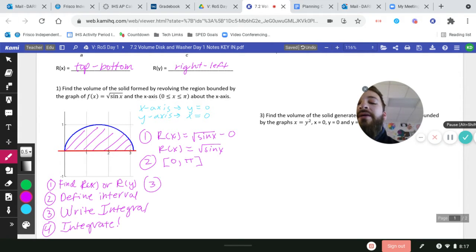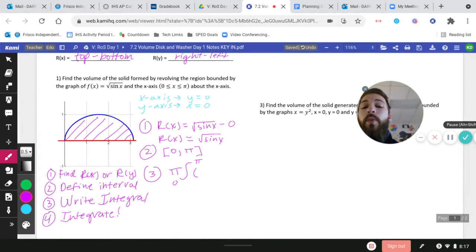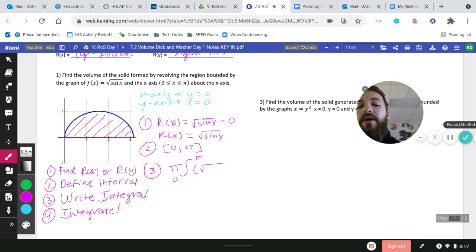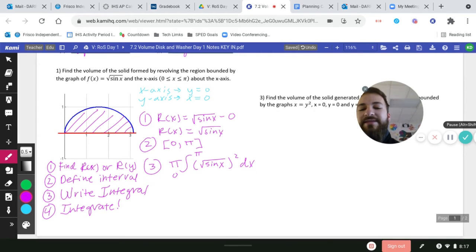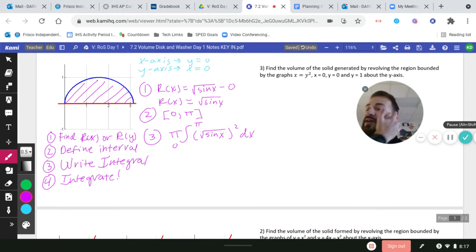All right, step 3, we want to set up our integral using r of x in our interval. So the pi times the integral. So we do have to make sure when we're doing revolutions of solids that we multiply by pi in the front. So pi, integral from 0 to pi. And then it's r of x squared. So parentheses, square root of sine of x squared dx.